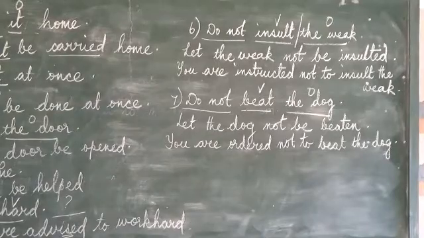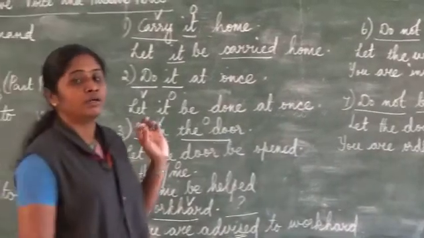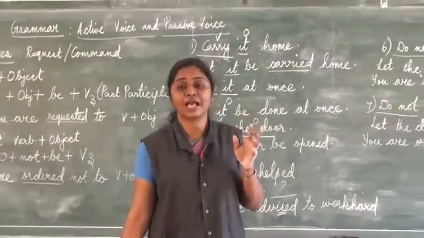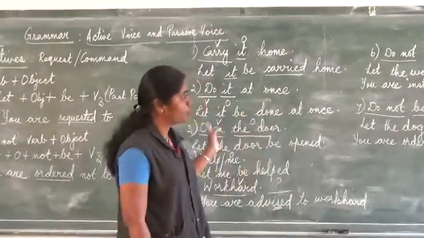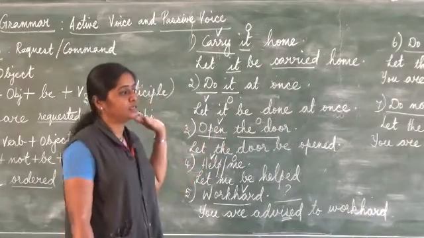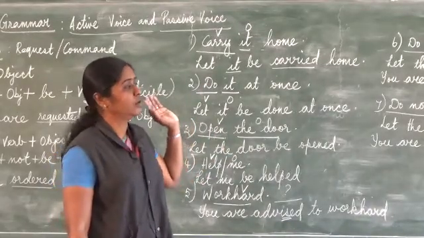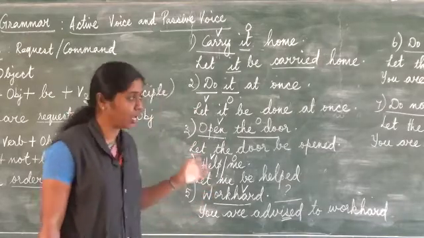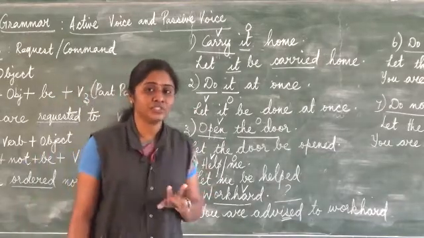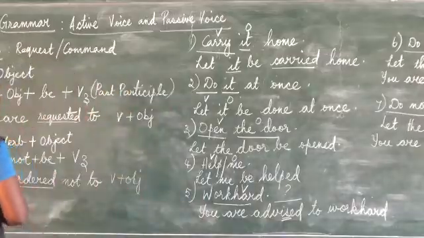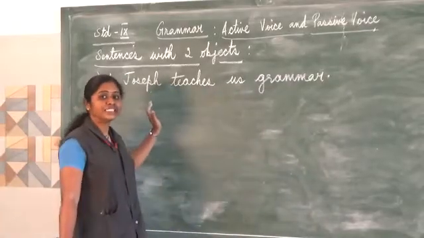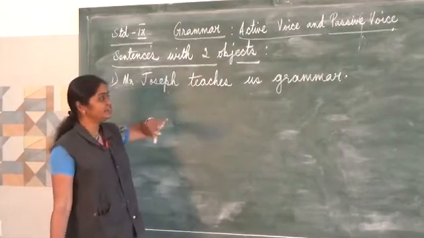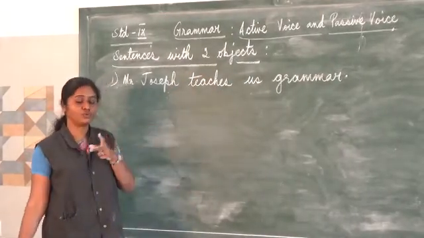Okay. Just one more thing we have. We have to discuss the sentences which have two objects. Hope all of you have understood the transformation of imperatives, both positive and negative, from active to passive voice. Okay, now we will move on to sentences with two objects. Sometimes you will get sentences that have two objects.